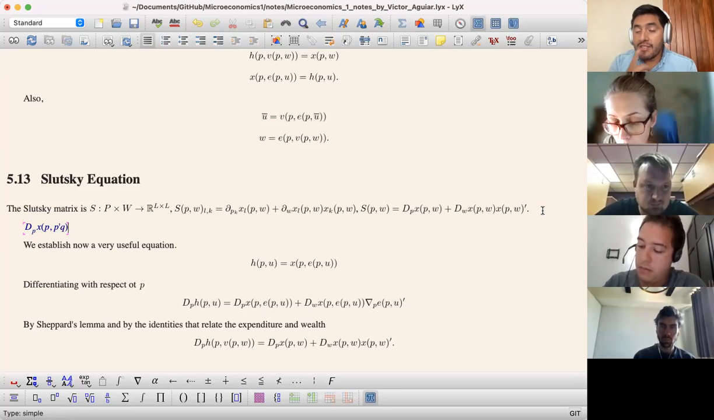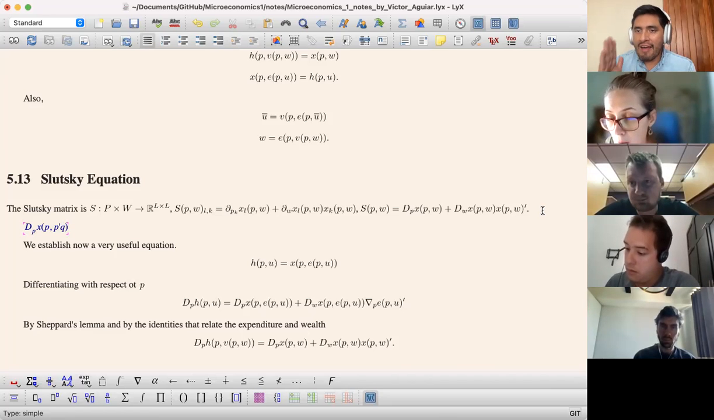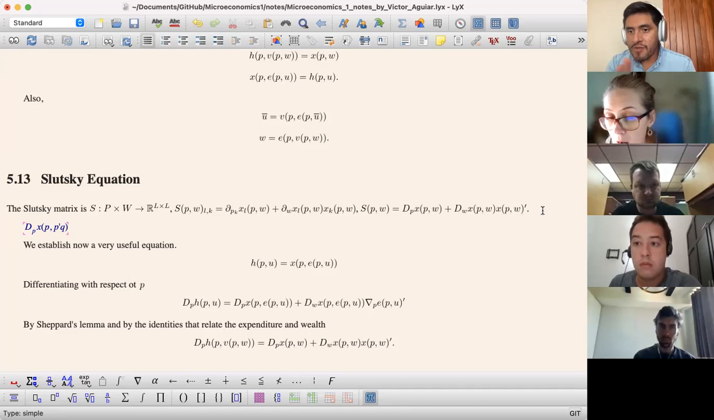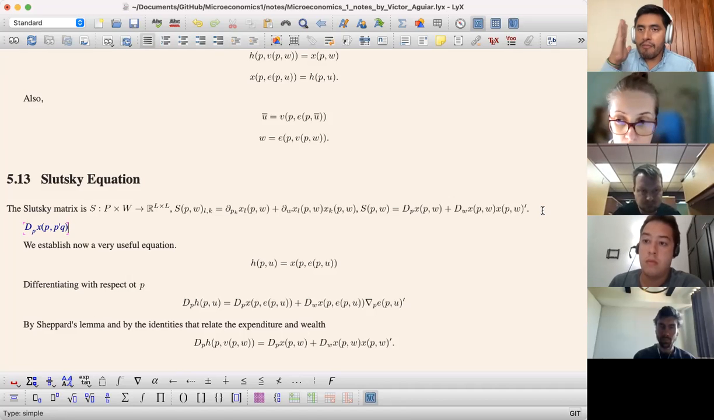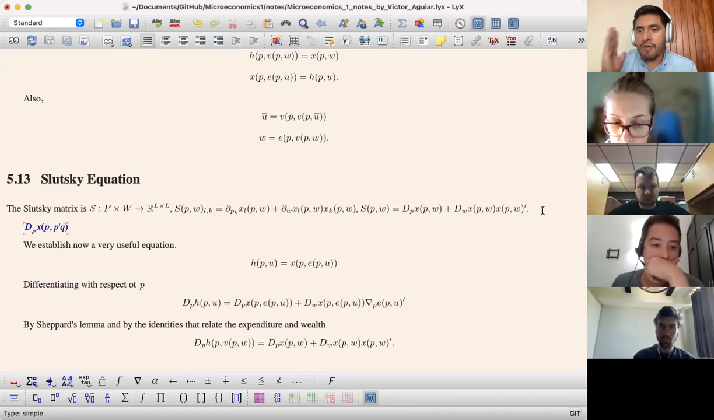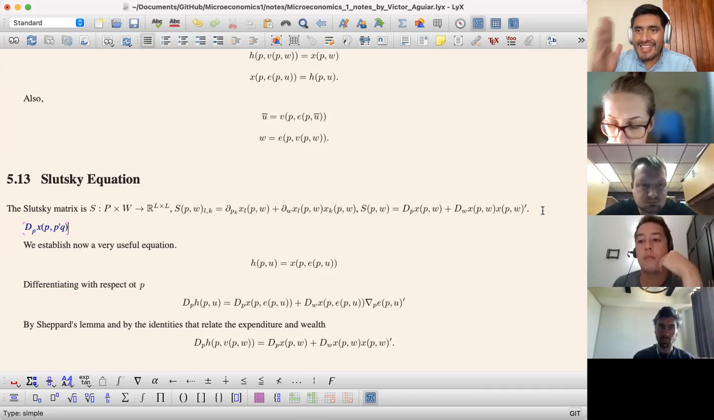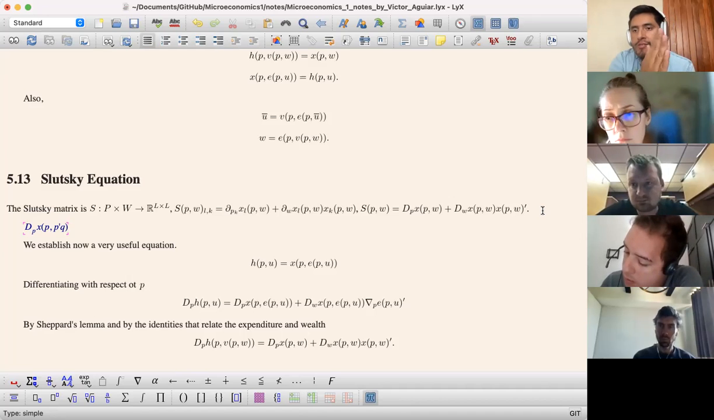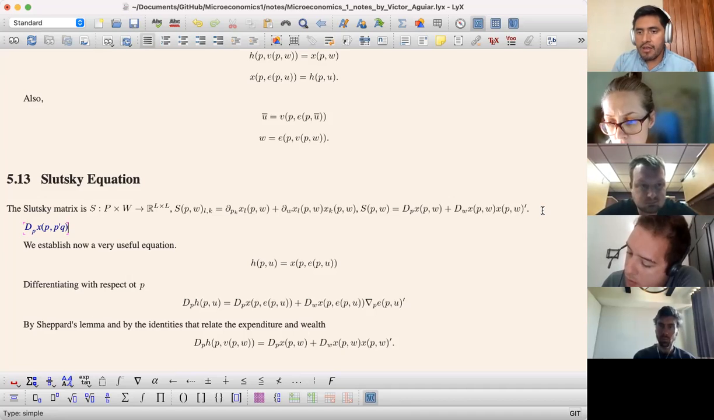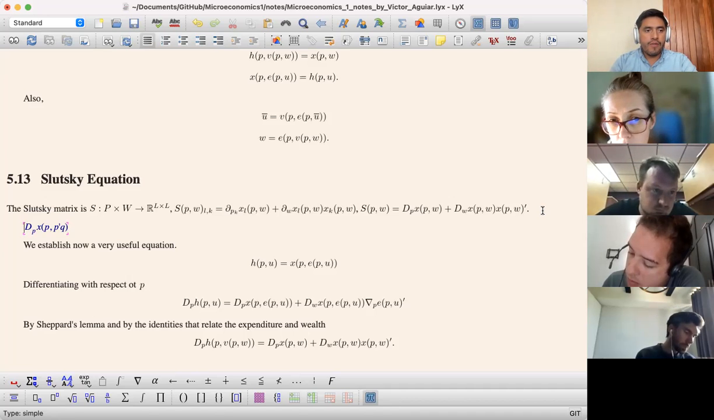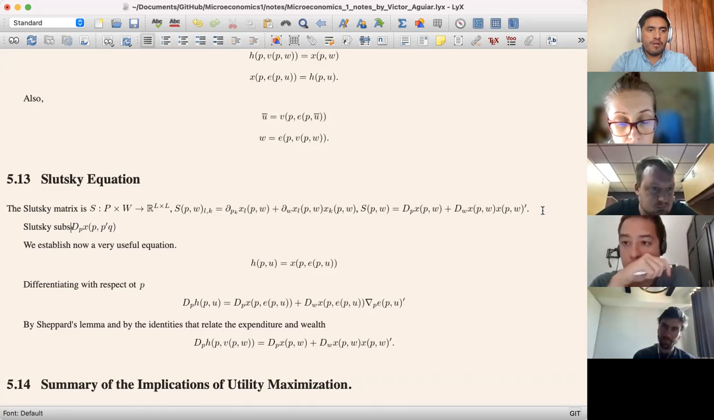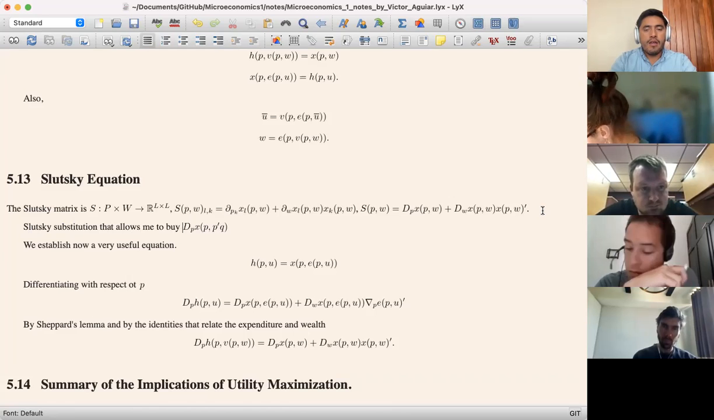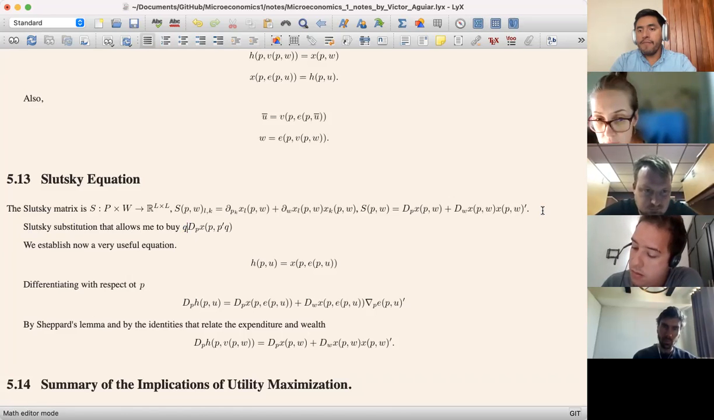But now notice that in doing this operation, I'm making sure that whatever the price, you can still buy the vector q. Do you understand? So vector q is a guaranteed commodity bundle or basket that you will be able to afford irrespective of the price change. This is a Slutsky substitution, right? That allows me to buy a q.